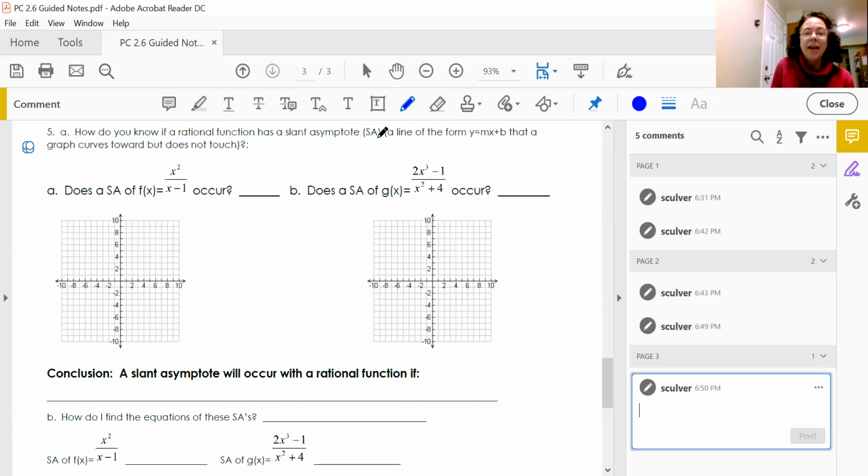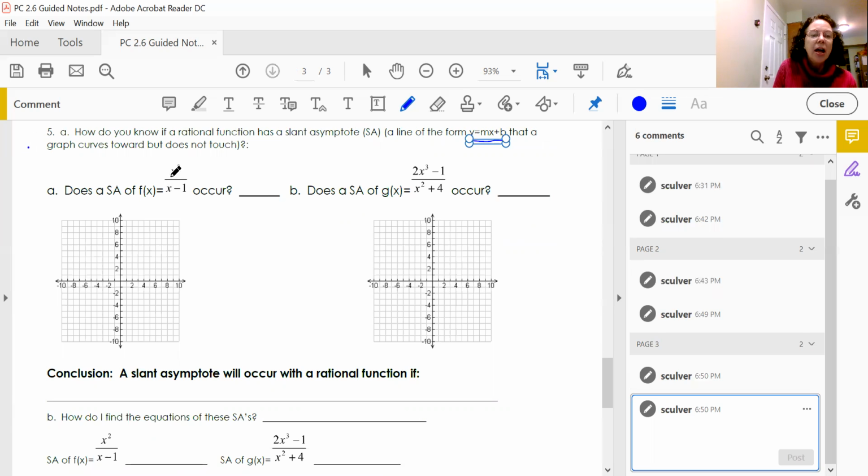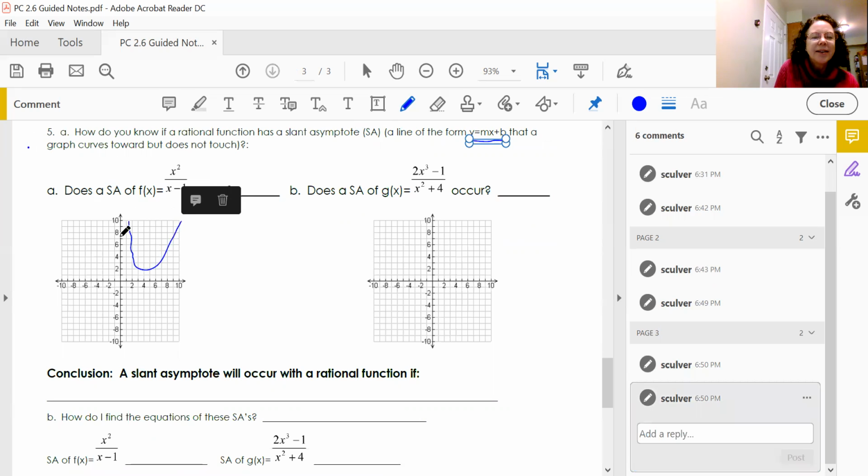Next, number 5, how do you know if a rational function has a slant asymptote? We call that SA. It is a line of the form y equals mx plus b that a graph curves towards but does not touch. So let's go ahead and graph again, right? We just graphed that for horizontal asymptotes when we were looking for one and didn't find it. And it went like this.